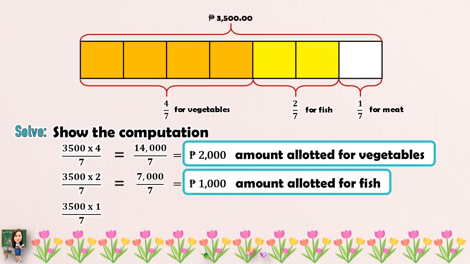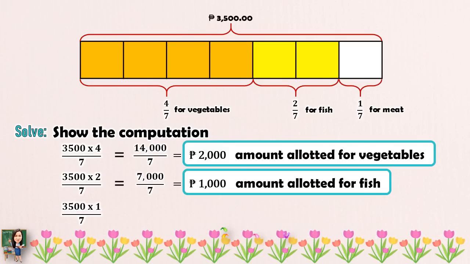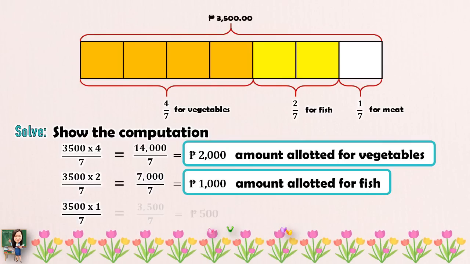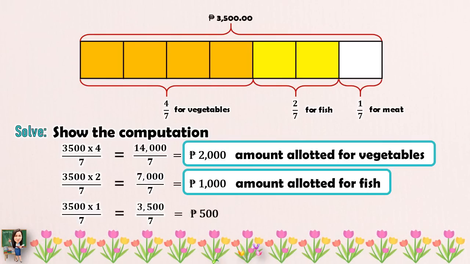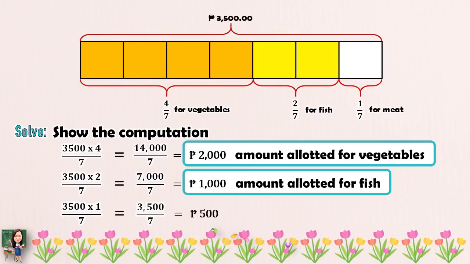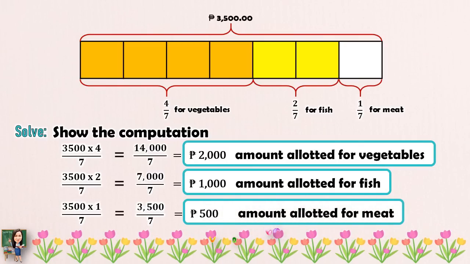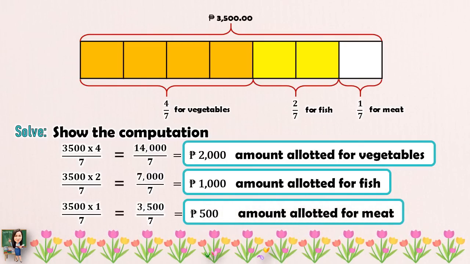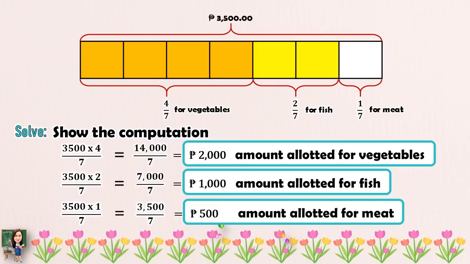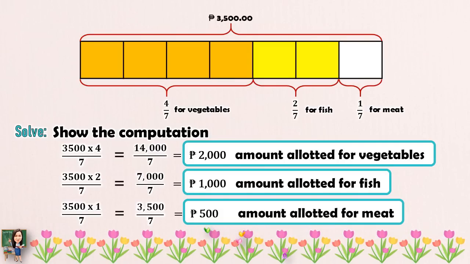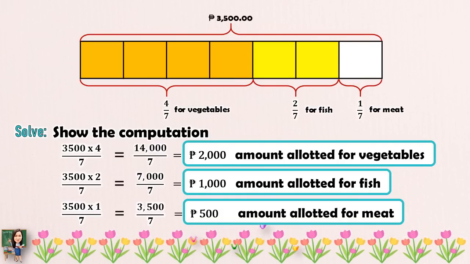So next, 3,500 times 1/7 equals 3,500 over 7. Now divide. 3,500 divided by 7 equals 500. 500 pesos is the amount allotted for meat. So therefore, there are 2,000 pesos allotted for vegetables, 1,000 pesos allotted for fish, and 500 pesos allotted for meat. Then the last step is check.